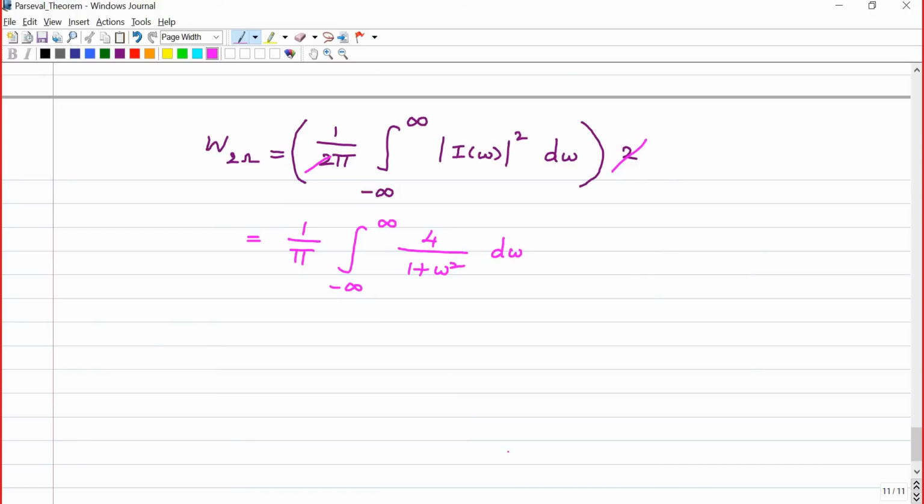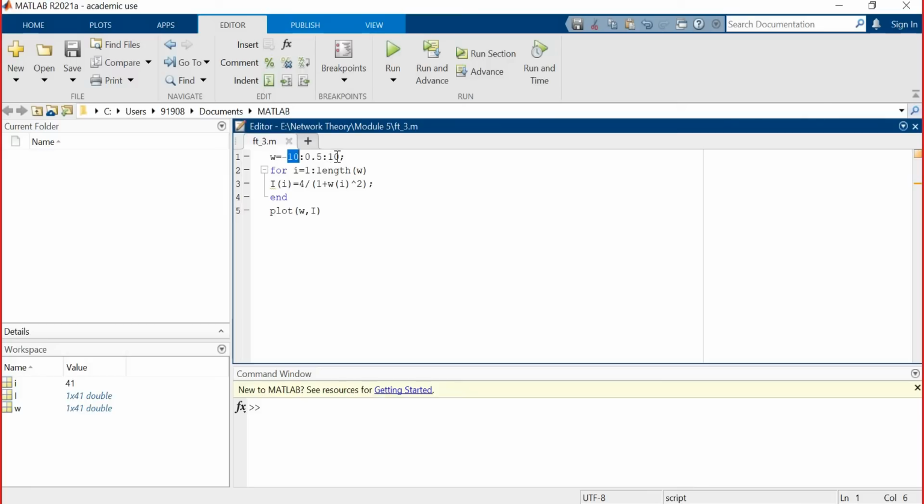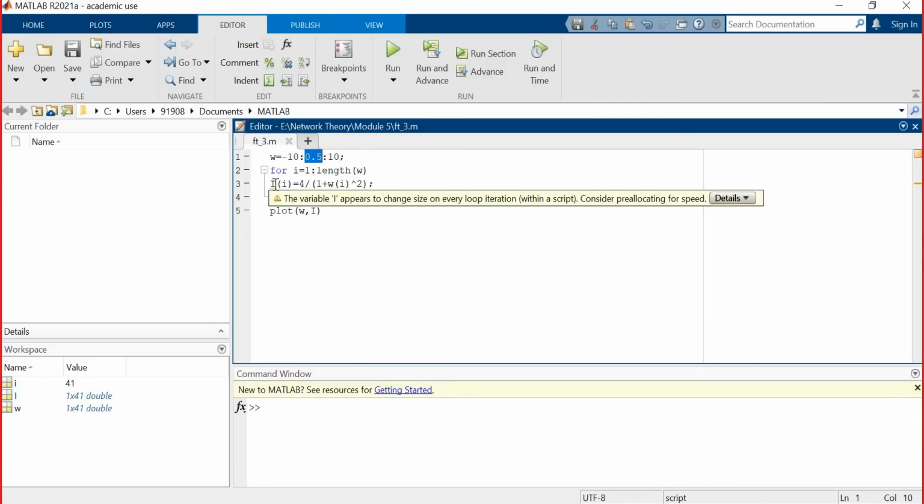So I just want to explain this 4 over 1 plus omega square. What I did, I just wrote a simple MATLAB code. This is omega. I'm not taking minus infinity to plus infinity. I'm just taking a small range, minus 10 to plus 10. Okay, the increment or step size is 0.5. I have written this I expression, 4 in the numerator divided by 1 plus omega square. So this is a simple for loop in MATLAB.